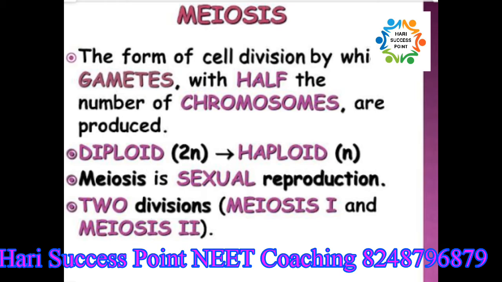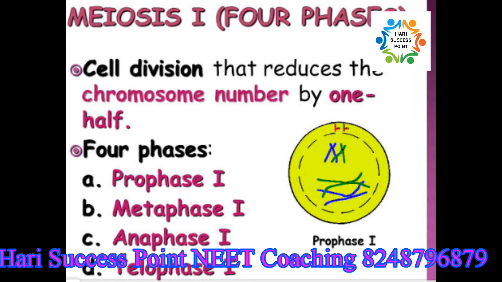In meiosis 1, 4 stages are present. They are prophase 1, metaphase 1, anaphase 1 and telophase 1. And in meiosis 2, we can see prophase 2, metaphase 2, anaphase 2 and telophase 2. So now we are going to see meiosis 1 in detail. Meiosis 1 begins with the prophase 1.